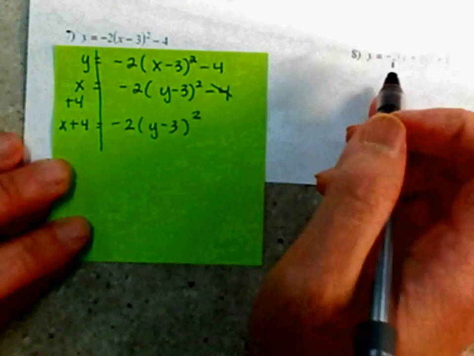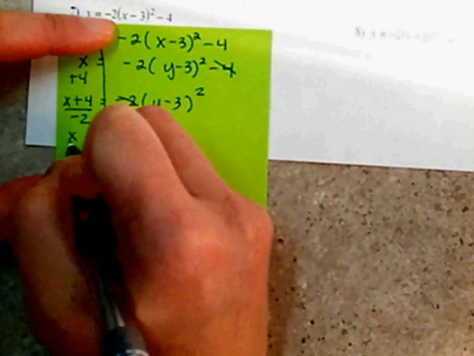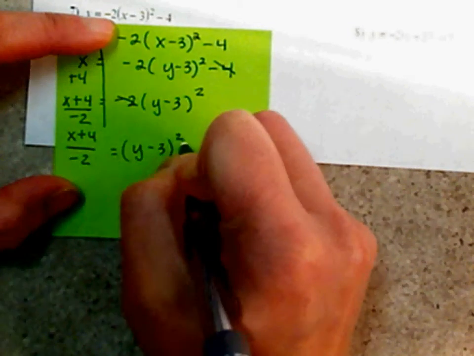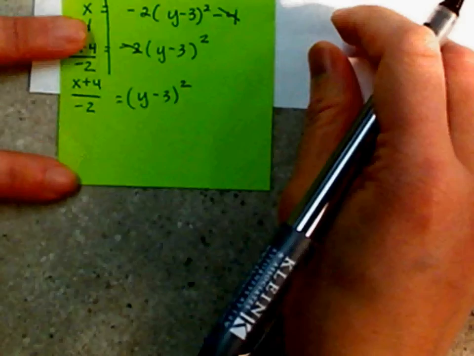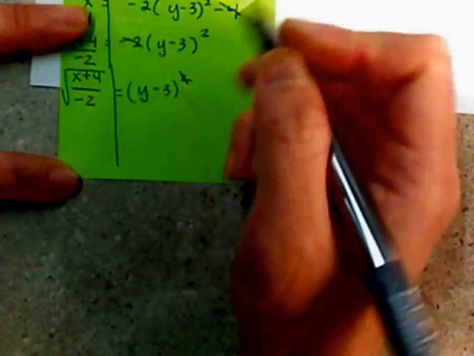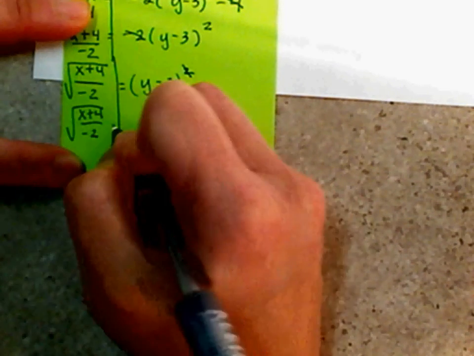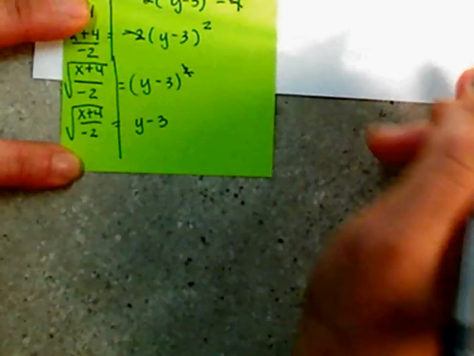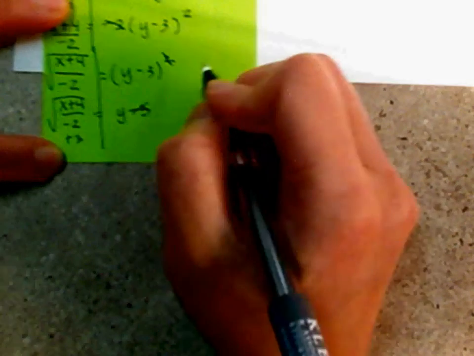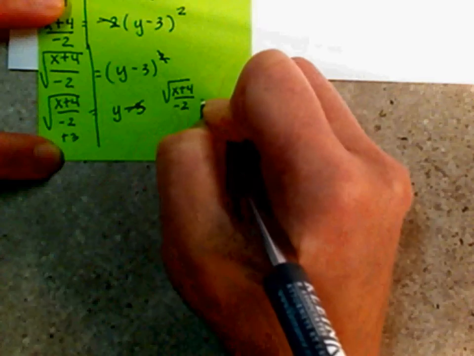So you have x plus 4 divided by negative 2 is equal to y minus 3. Not yet. Square root. Very good. Mark that off. Put a square root. So you have the square root of x plus 4 divided by negative 2 is equal to y minus 3. Now plus 3. Good. Okay? So your final answer is square root of x plus 4 divided by negative 2 plus 3 is equal to y minus 1.